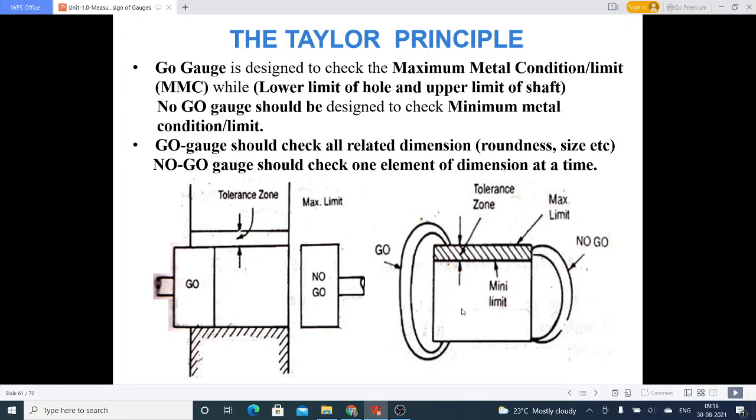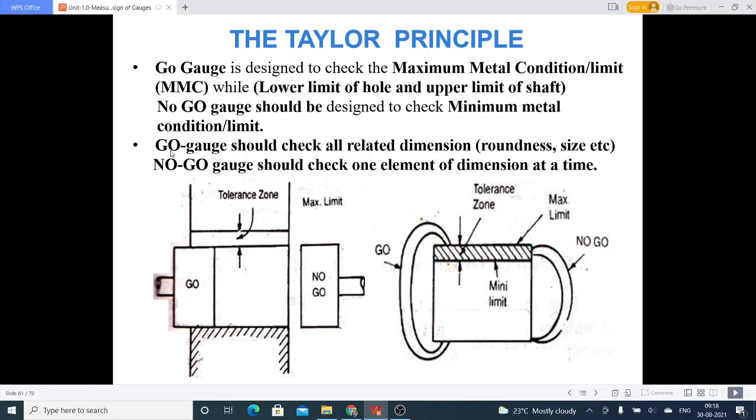Similarly, for the shaft, you can see over here, the go gauge is used to check the upper limit of the shaft, and if the go gauge goes over the shaft, then your dimension is okay. Otherwise, you have to remanufacture the part.